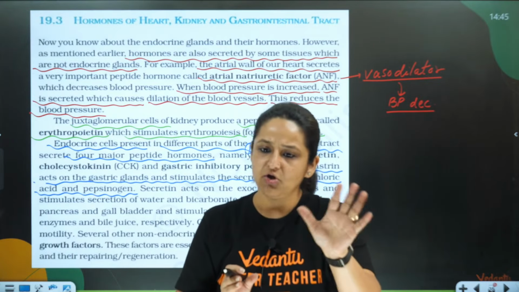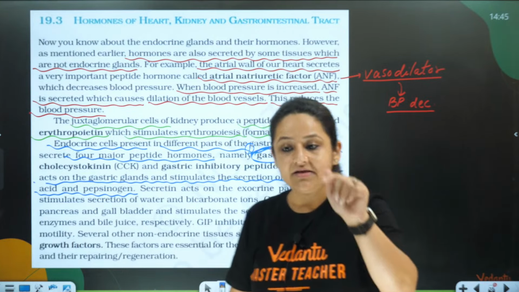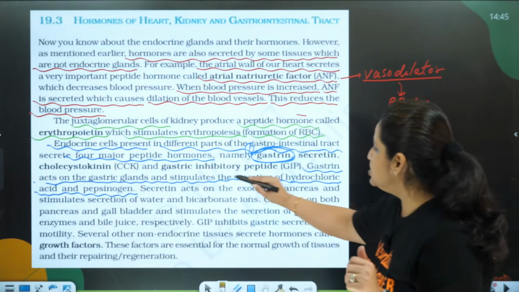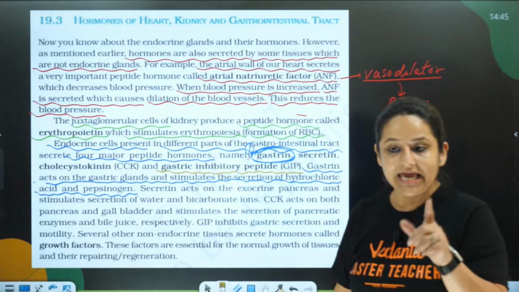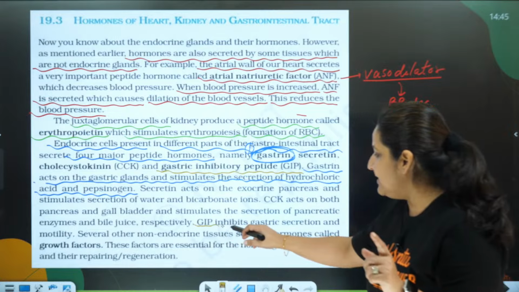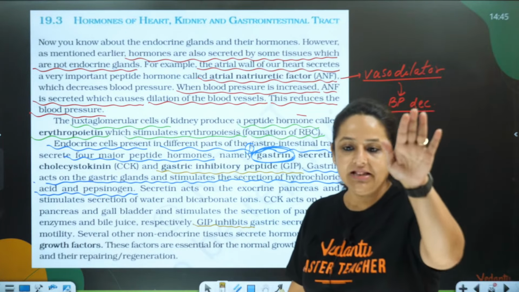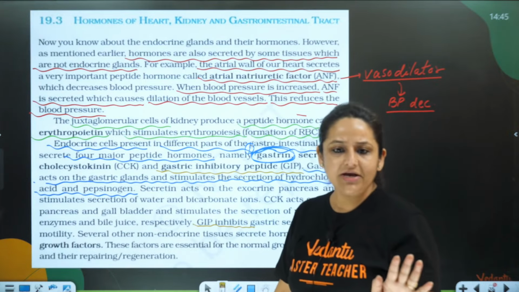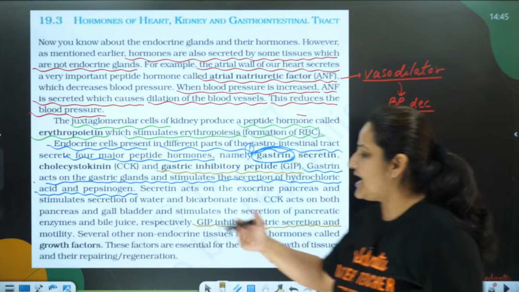"Stop, your job is done." So who's going to stop this functioning of the stomach? There is another hormone called GIP, gastric inhibitory peptide. Again a peptide hormone. What is GIP doing? Gastric inhibitory peptide is going to inhibit the gastric secretions. It is going to tell the stomach to stop, your job is done, finished. So it is going to inhibit the gastric secretions and the motility.